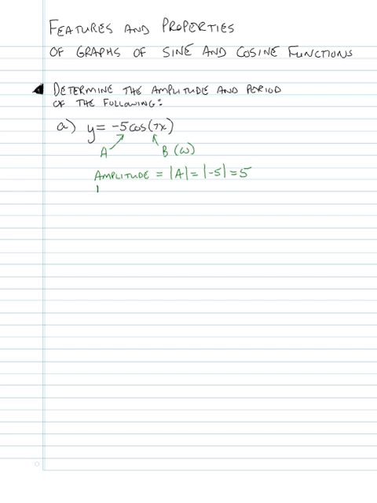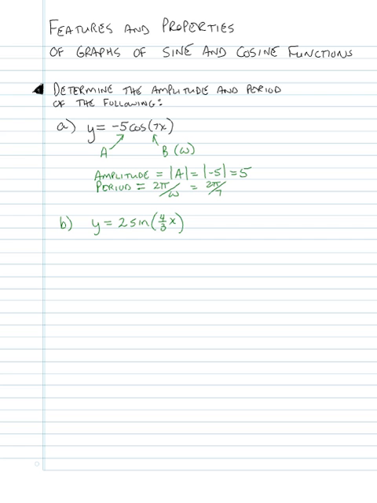Very simple. The period, in terms of the sine and cosine function, is given by, we take the original period, that is the period of sine and cosine without any adjustments, that's 2 pi, and we divide it by B or omega, and in this case, that omega or that B is 7. And so the period here is simply 2 pi over 7. Very straightforward. That might be difficult to graph, but it's very straightforward.